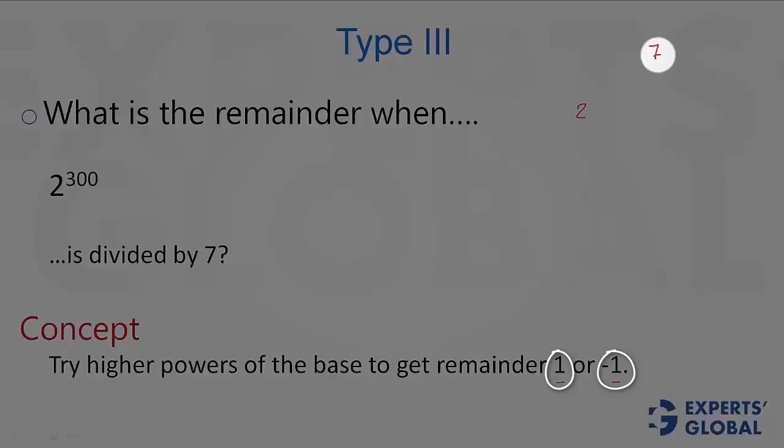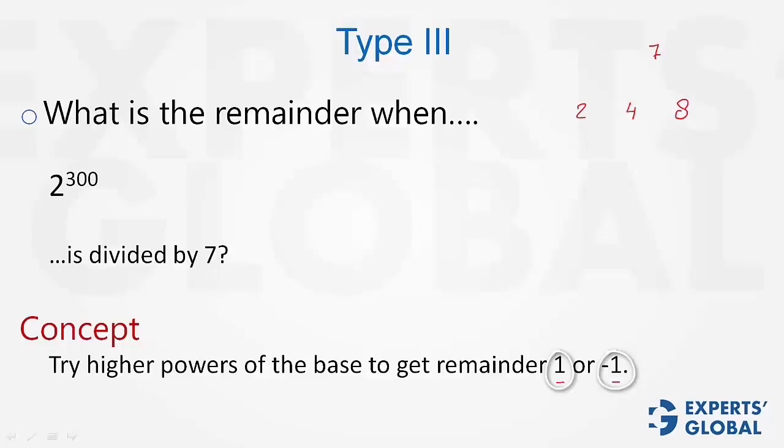The distance is 5. It's neither positive 1 nor negative 1. 2 squared would be 4. Now the distance is 3. Still, it is not positive 1 or negative 1. Then 2 cubed is 8. See, 8 is 7 plus 1. We got a desired positive 1 difference here. So if we convert the base 2 into a base 8, we will start getting a remainder of positive 1 with the divisor 7. Let's apply this.